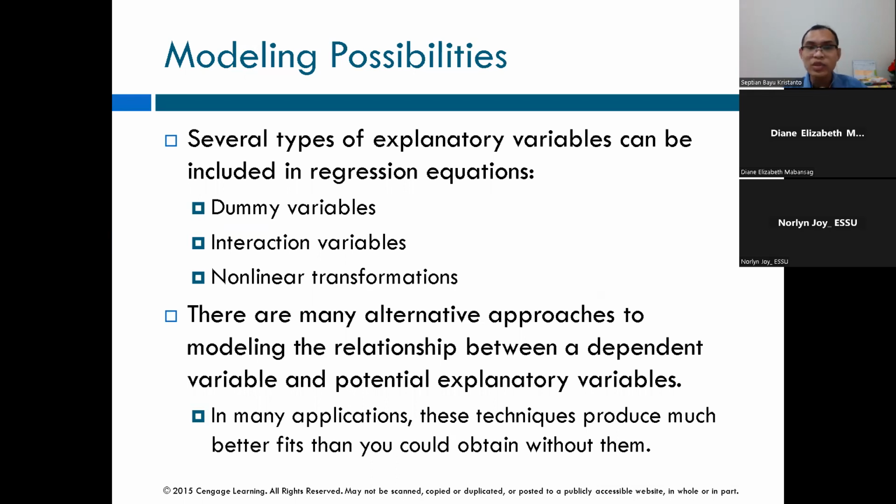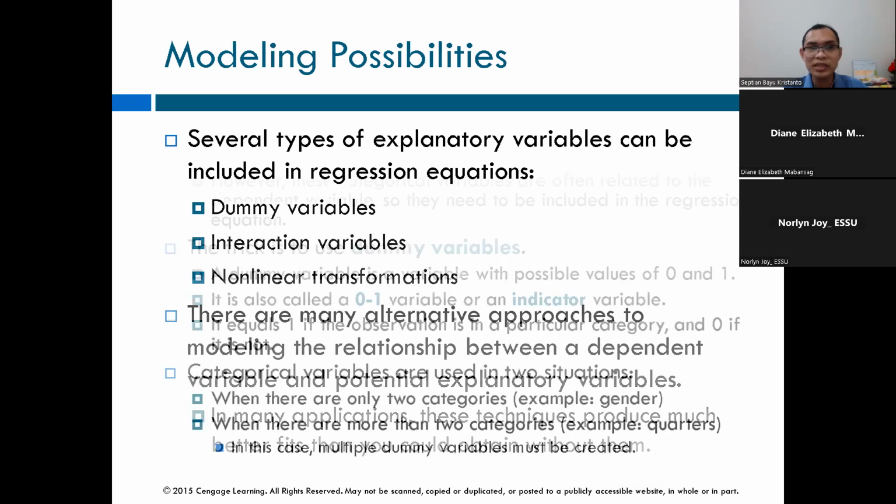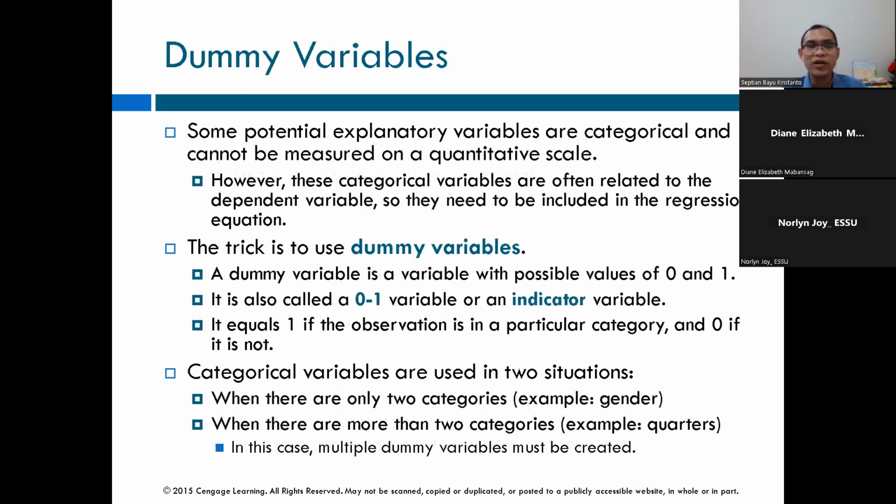But sometimes we find regressions containing interaction variables. It could be dummy variables, interaction variables, and using nonlinear transformations. So the R square could be mistaken if these three kinds of regression equations are involved. What is the difference between these variables?